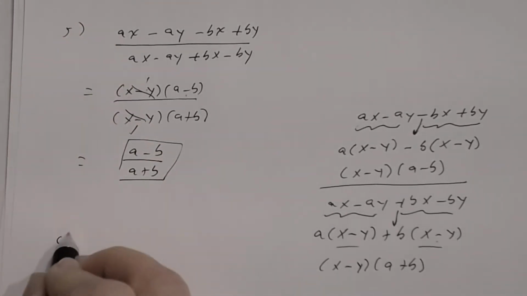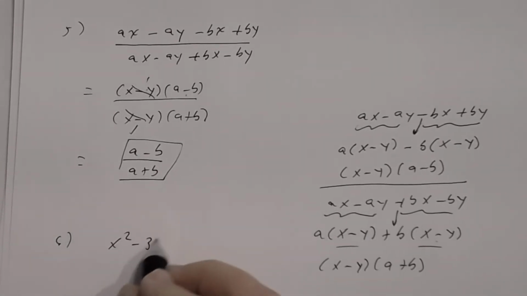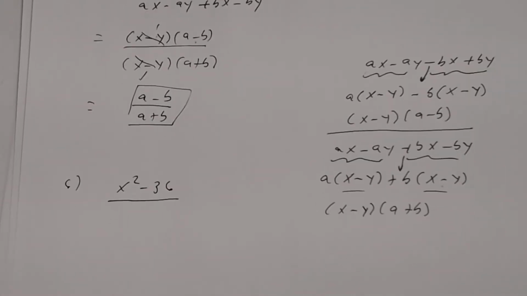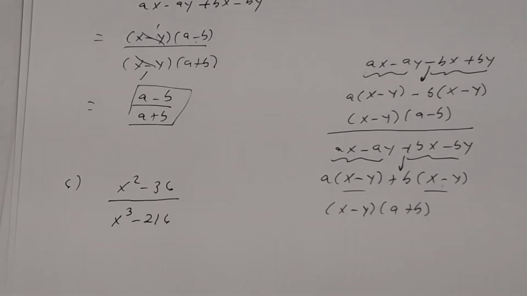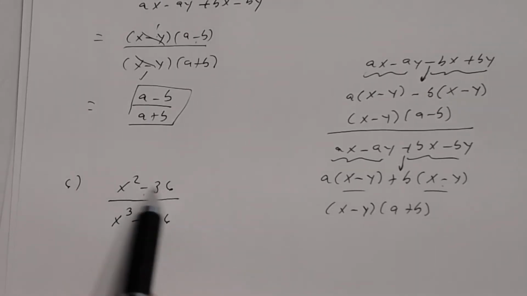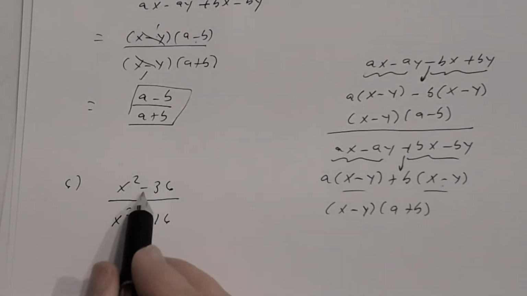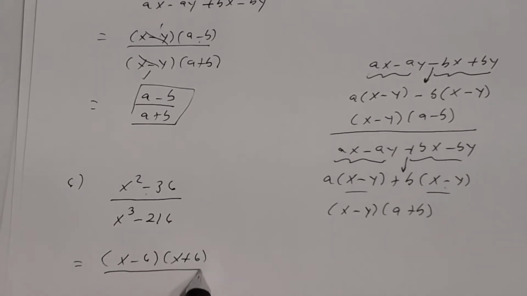Okay, number 6. So in number 6, let's suppose you had x squared minus 36 divided by x cubed minus 216. Okay, so let's look at the numerator. Do you recognize what the numerator is? You have a binomial with a subtraction sign, and that looks like perfect squares, right? So the difference of 2 squares. That means I can factor the numerator as x minus 6 times x plus 6.